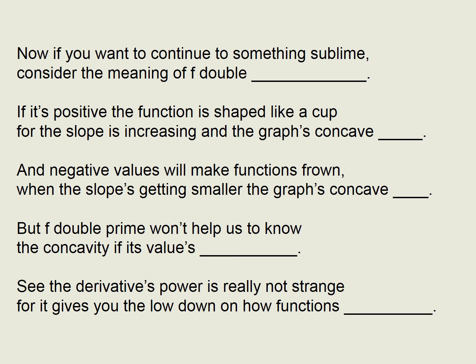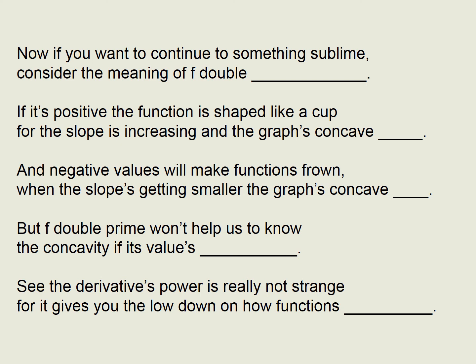Now, if you want to continue to something sublime, consider the meaning of f double prime. If it's positive, the function is shaped like a cup, for the slope is increasing and the graph's concave up. And negative values will make functions frown. When the slope's getting smaller, the graph's concave down.